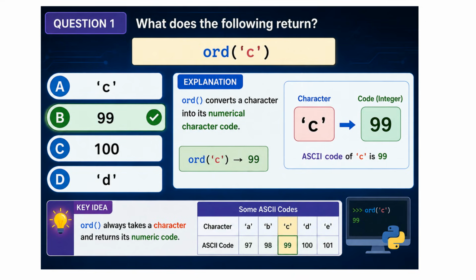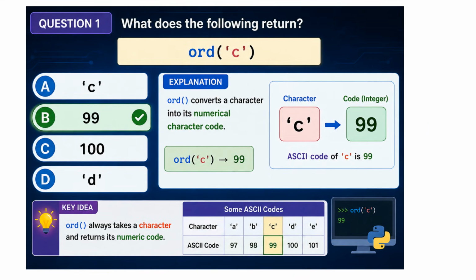The ORD function converts a character into its numerical character code. In ASCII, the lowercase letter c has the decimal code 99. So, ORD C returns 99. Remember, ORD takes a character and gives us its numerical code.